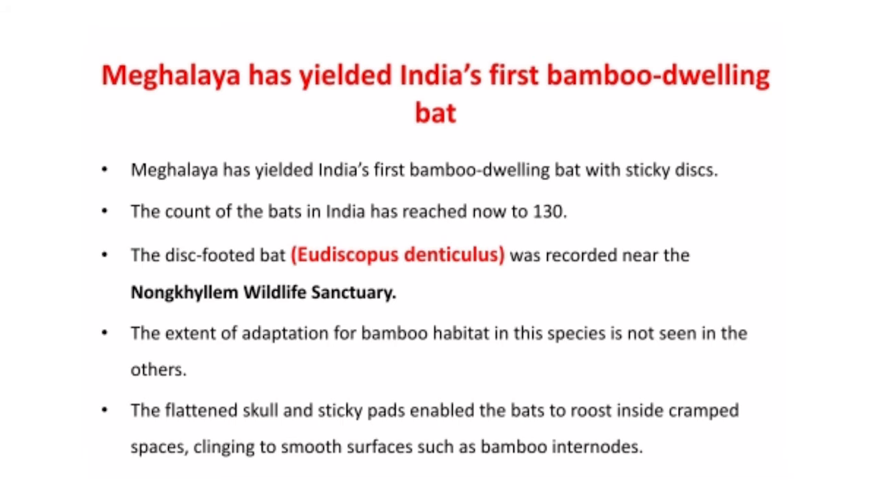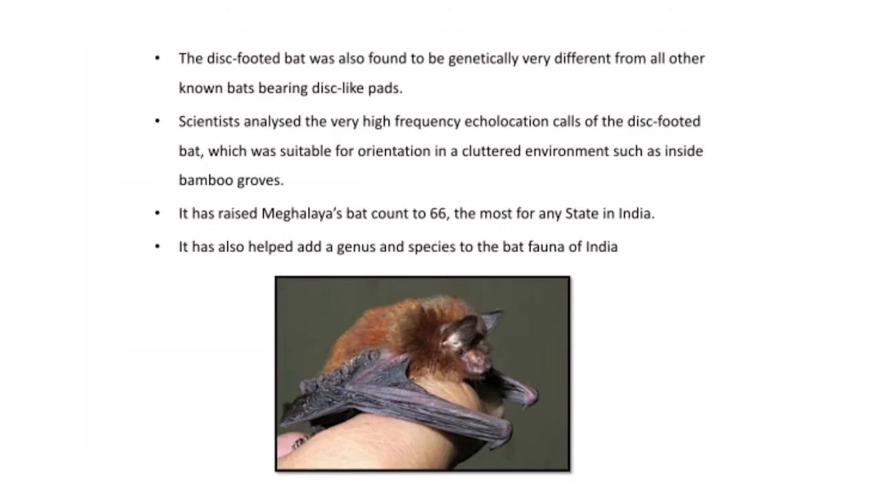This disc footed bat எங்கே இருக்குன்னு கேட்டால் you should know that it is located in the wildlife sanctuary of Nagihallam, and it is also having this scientific name called Eudiscopus denticulus. So please make a note on it. So likewise we have to study, there will be much things regarding animals and birds. So ஒன்று நமக்கு கிடைக்கும் போது we have to study about it.